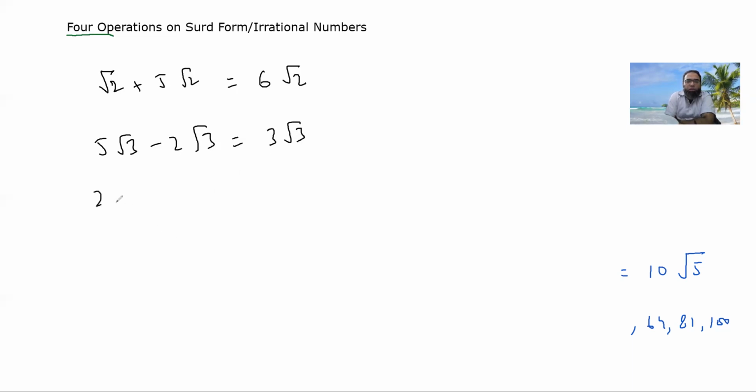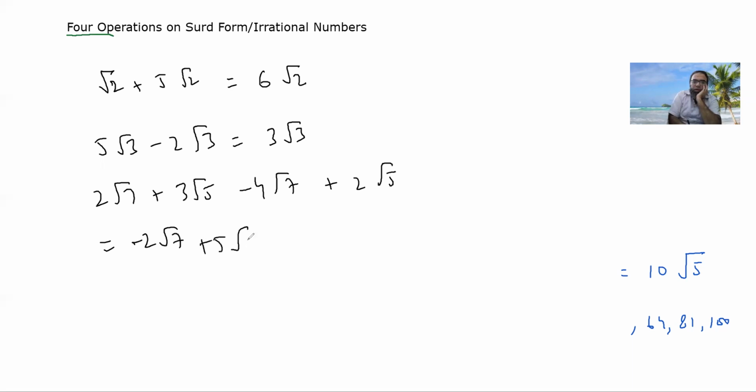Suppose you have 2√7 plus 3√5 minus 4√7 plus 2√5. So, Wali, how would you simplify this? Sir, minus 2√7 plus 5√5. Very good. This is 5√5. So that is how you subtract them, you add them. √7 can only be added with the √7, and √5 can only be summed up with the √5.